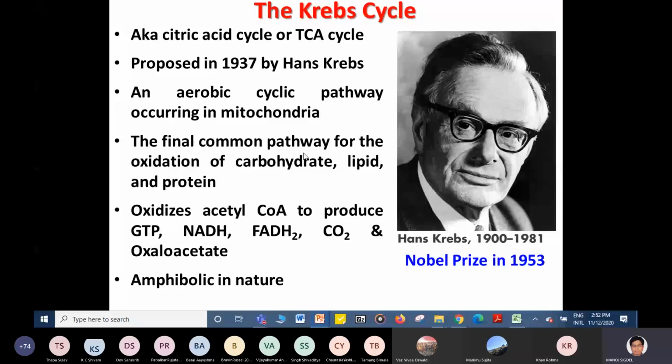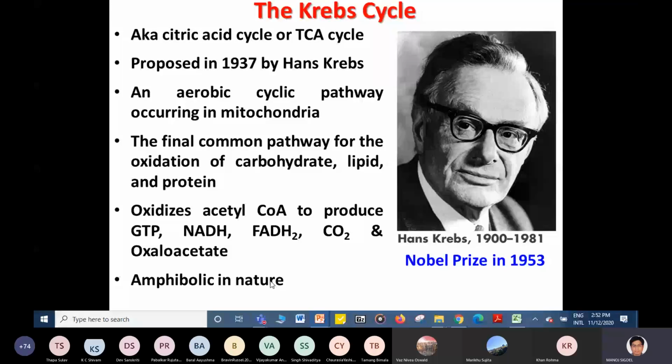TCA cycle is the final common pathway for the oxidation of carbohydrate, lipids, and protein. This oxidizes acetyl coenzyme A to produce GTP, which will be converted to ATP, and it also produces NADH and FADH2, which we also calculate as energy. In this Krebs cycle, acetyl-CoA will be entering, and that acetyl-CoA will be converted to carbon dioxide, and that oxidized state will be regenerated in each cycle.